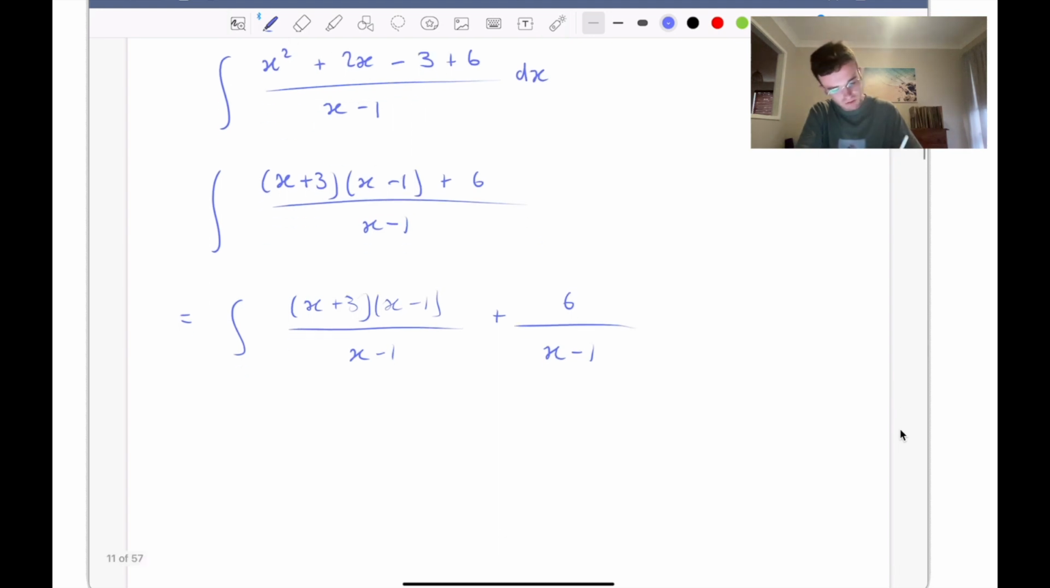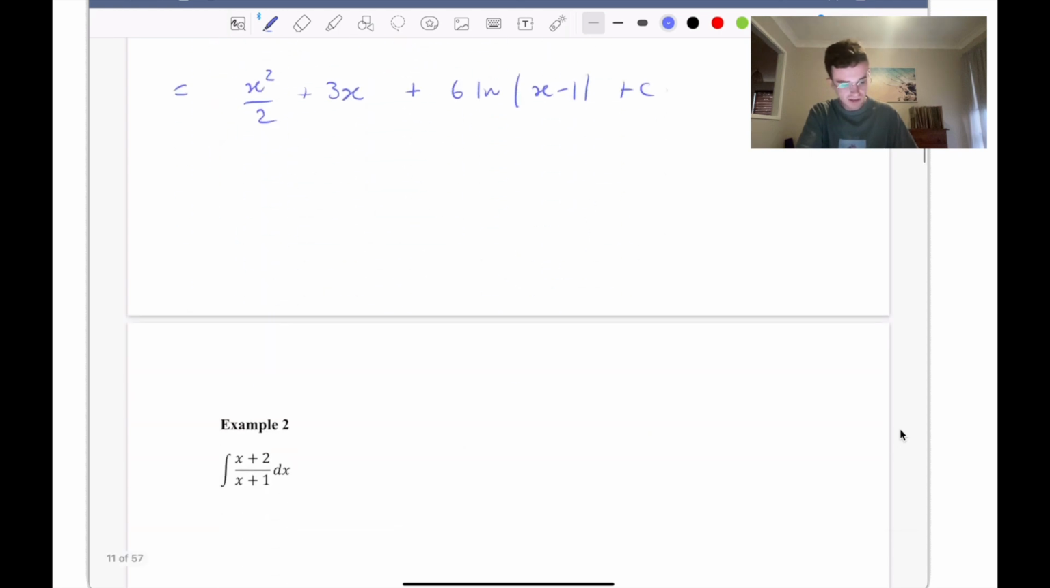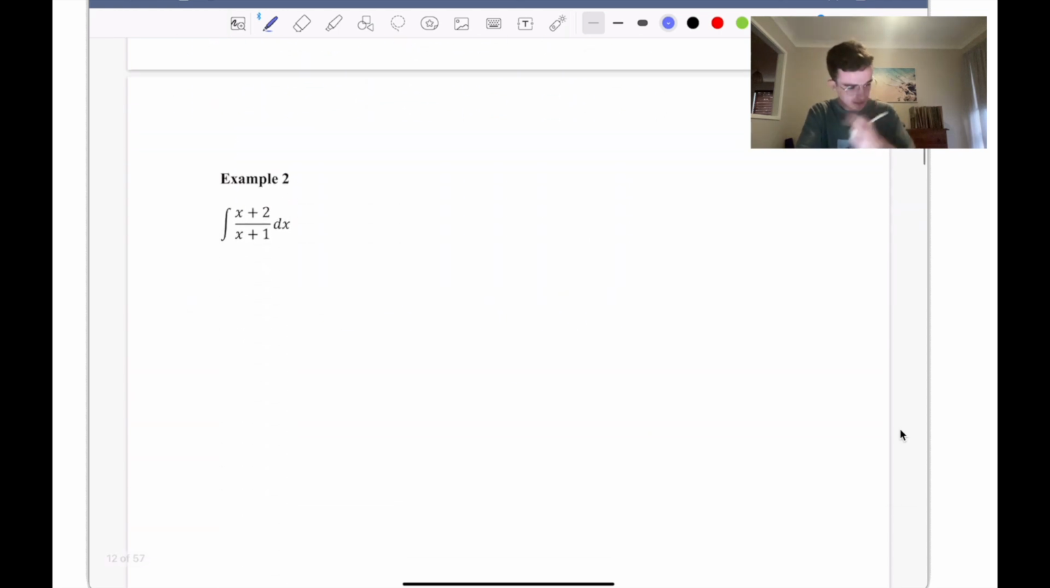Now those two integrals are very easy. This is just the integral of x plus 3, which is x squared on 2 plus 3x. And the next bit is plus 6 ln of x minus 1 plus c. Nice and easy. Example number 2, the integral of x plus 2 on x plus 1.